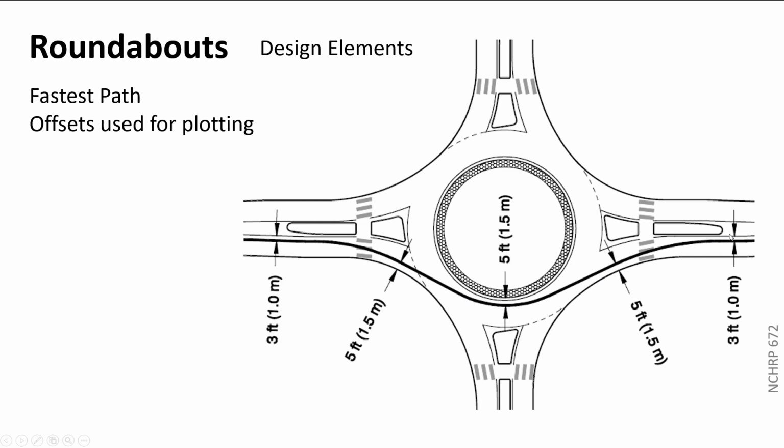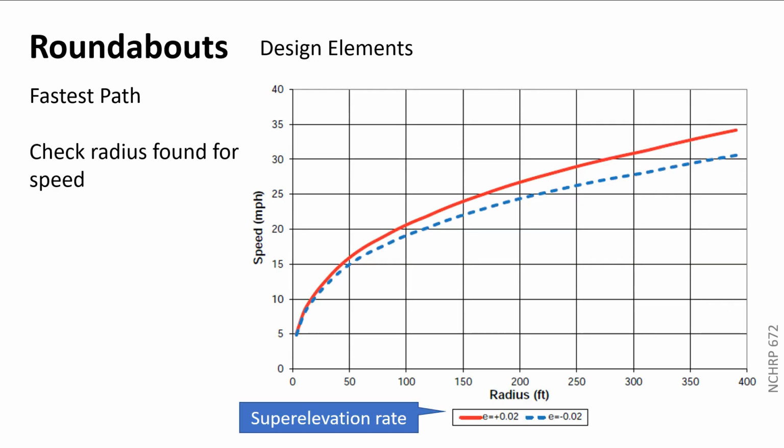So if you can maintain those offsets through there and use that as your closest approaches in each location, and then make a nice smooth line through it, that's your fastest path. You'll then come back and find what the radii at different points are along that line, and then you'll check that against your design speed. All right. And this is the chart we use for that.